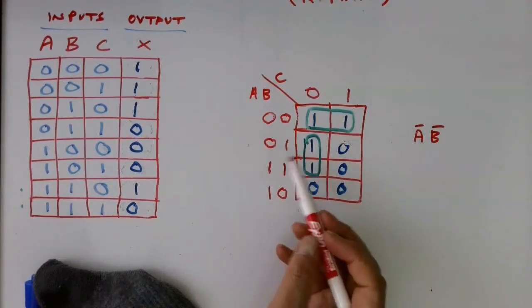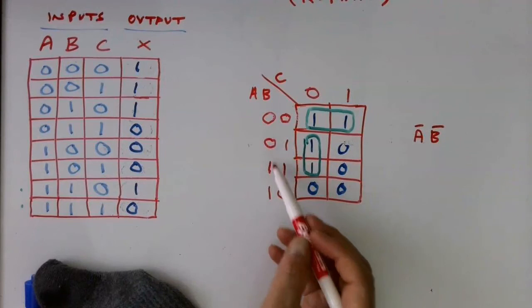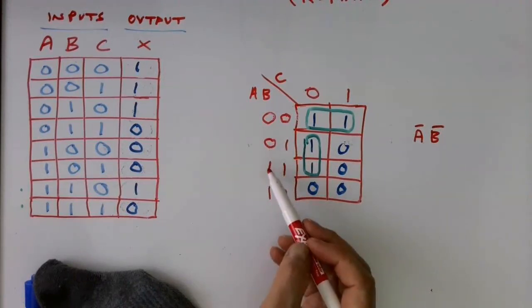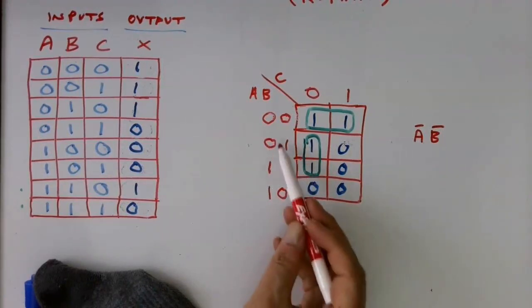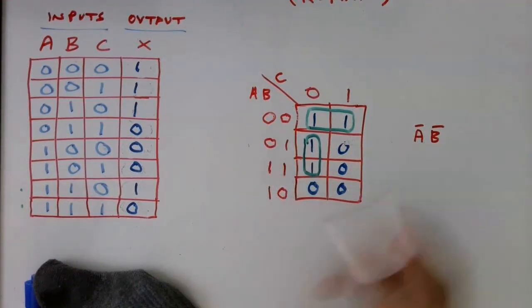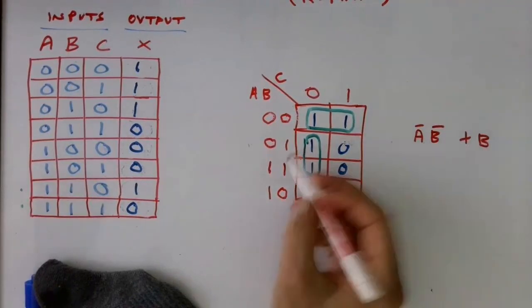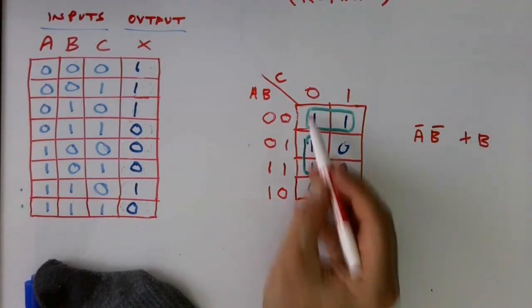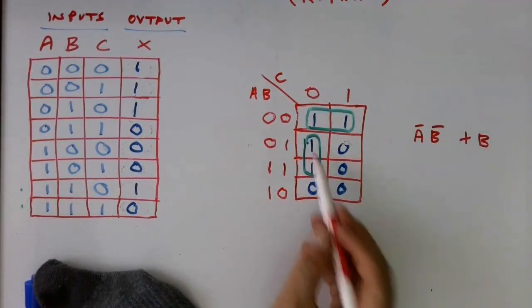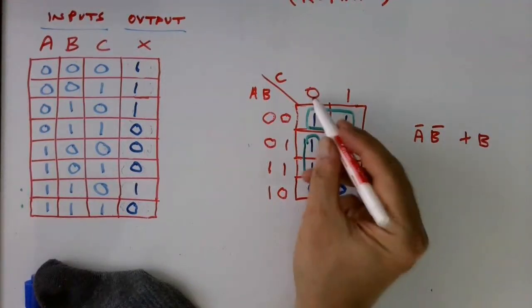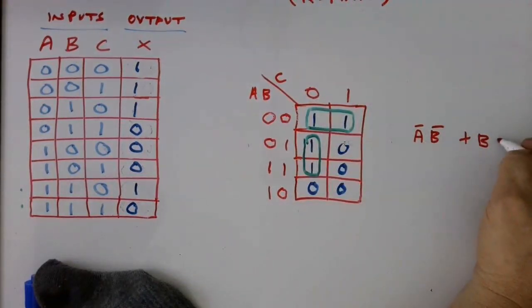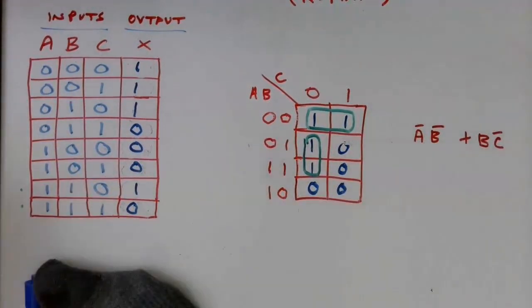Here, A is transitioning from 0 to 1, so we're going to get rid of it, going from top to bottom. B is 1, so we write a B here. And how about C? C is 0, not transitioning between that cell and that cell. So because it's 0, though, we would write that as C naught.